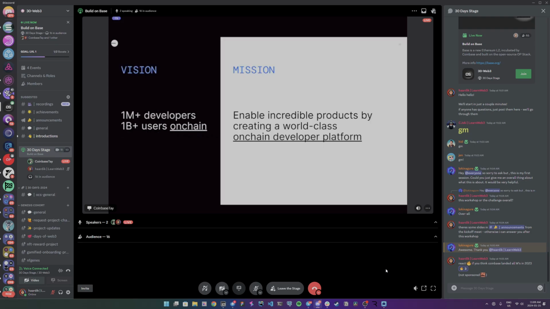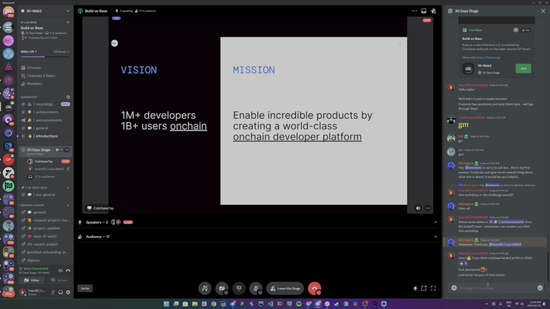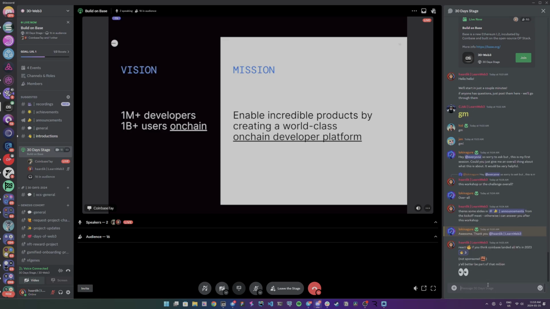So we actually have a mission ourselves on the Base team, and that mission is to bring over 1 million developers on chain. If we have over a million developers, we can help drive to bring over 1 billion users on chain as well, because we'll be building out those use cases. So the mission here is to enable incredible products by creating a world-class on-chain developer platform where developers like you and me can build these use cases out and drive developers and the world to be more on chain.